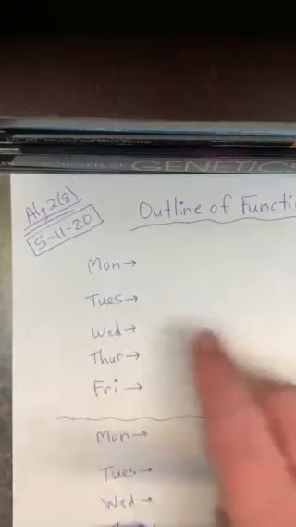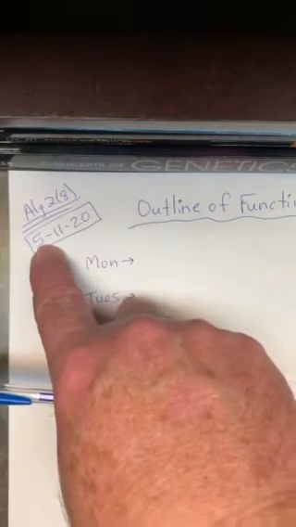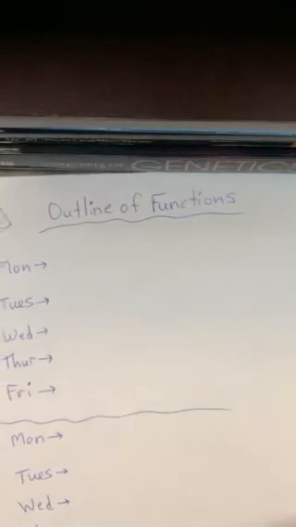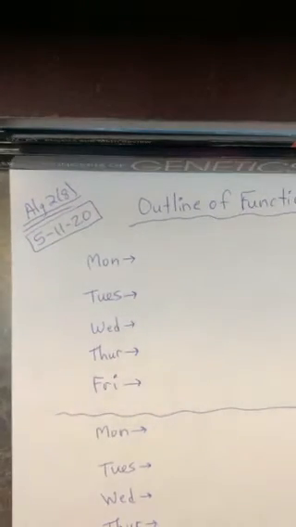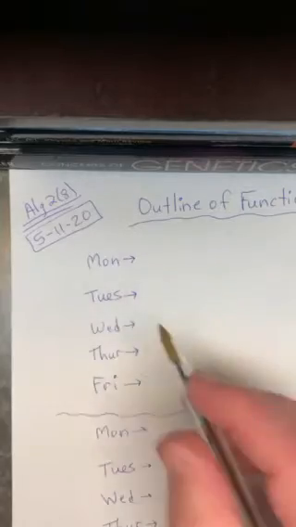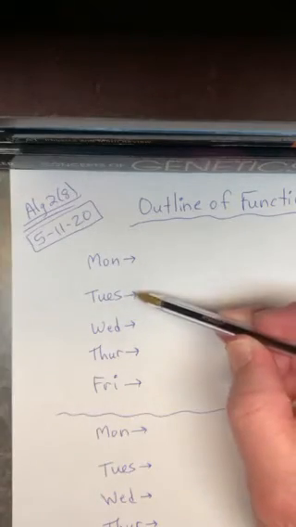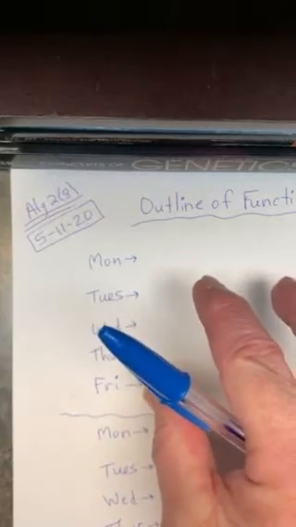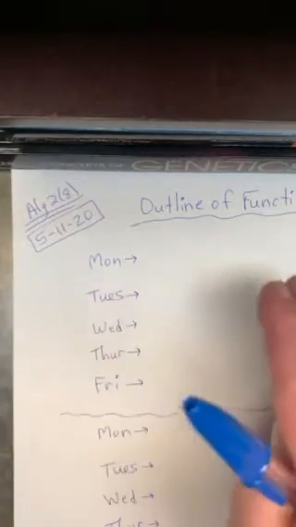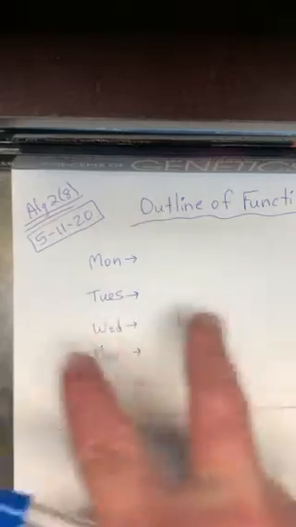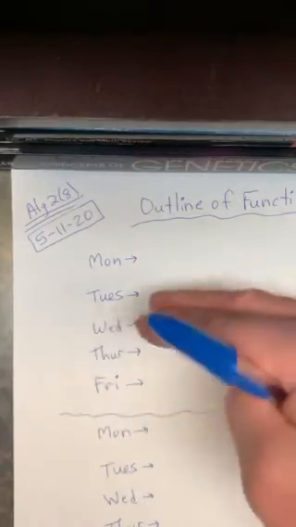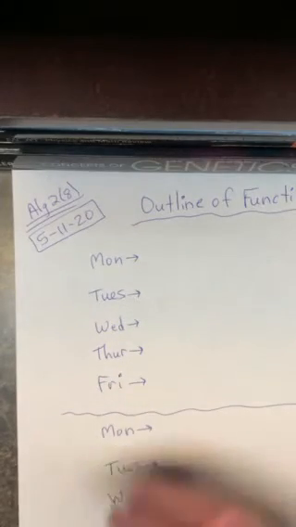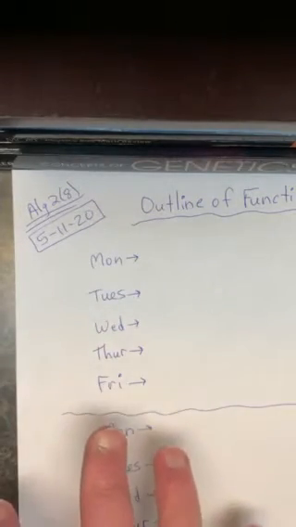So really today, again, top left corner, 5/11/20 for the date, outline of functions for the title. Guys, it's an easy way to end the year. All we're going to do each day is I'm going to graph 4 functions that you're supposed to already know how to graph based on everything you've learned this year. So really, we're going to review all the different kinds of functions that you've learned how to graph this year.